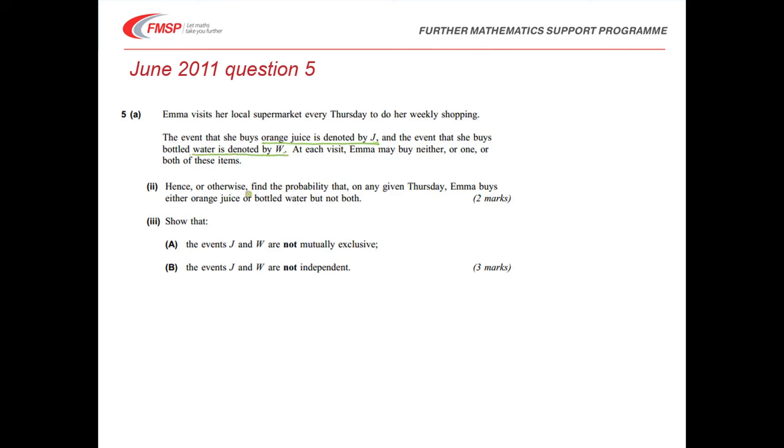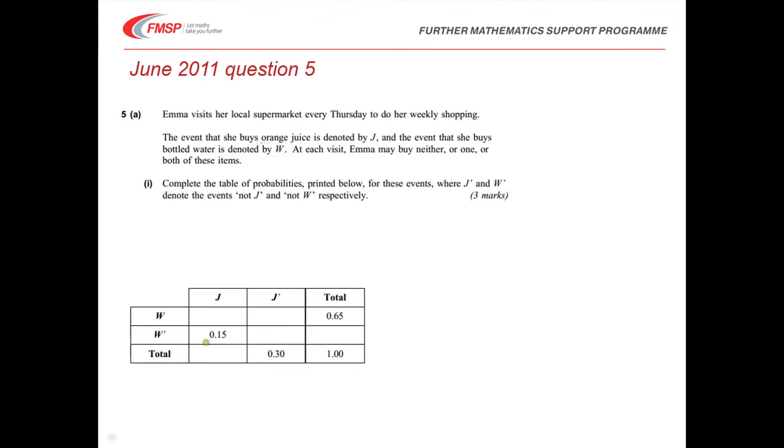Okay, so hence or otherwise, find the probability. Let's go back to the original question. At each visit, Emma may buy neither or one or both of these items. Complete the table of probabilities printed below, where J prime and W prime denote the events not J and not W. So here we go. W prime is going to be 0.15. J prime, we're told the total is 0.3.